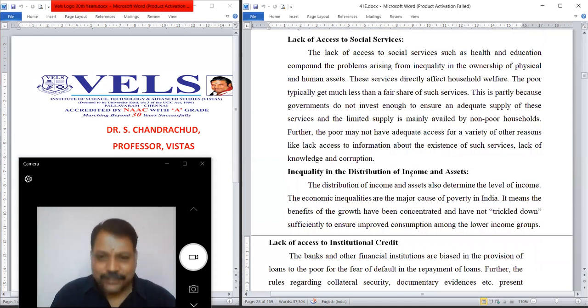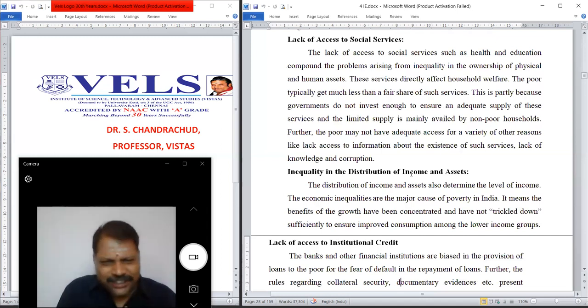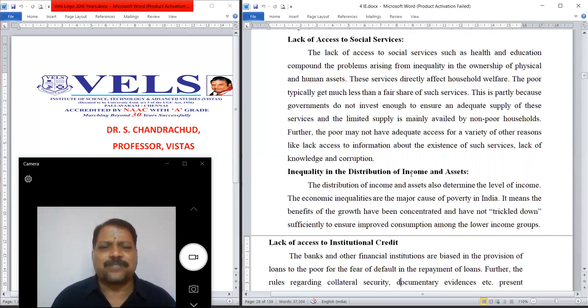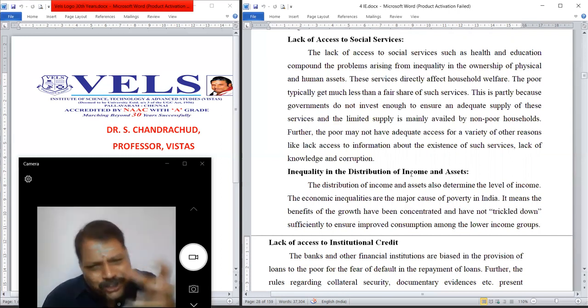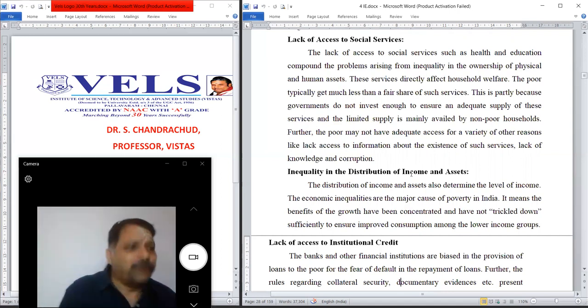Then let's move to the fourth cause for poverty, which is inequality in distribution of income and assets. The distribution of income and assets also determines the level of income. Economic inequalities are a major cause of poverty in India. It means the benefits of growth have been concentrated and have not trickled down sufficiently to ensure improved consumption among low income people.